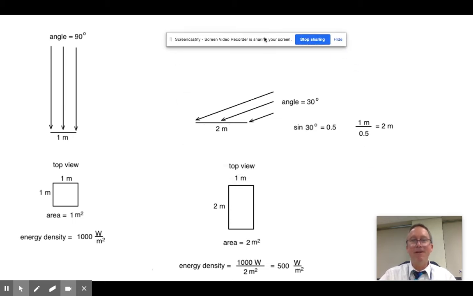So it'd be 500 watts per square meter. And that's just because this is now spread out over 2 meters instead of over 1 meter.